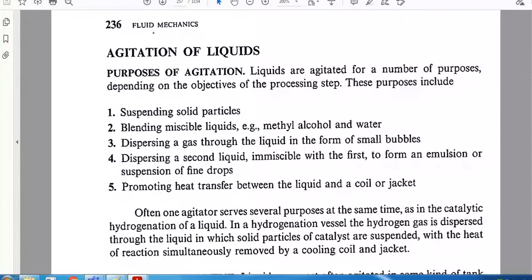Then the second one is blending of miscible liquids. Yes, it's very easy. But suppose a process says add 50% of sulfuric acid, we don't just sit and mix it for a reaction. There also we require the agitation system. For example, you have a glass, you add some concentrated sulfuric acid, add water to it. If it is not mixed, what happens? It takes some amount of time for mixing to take place.